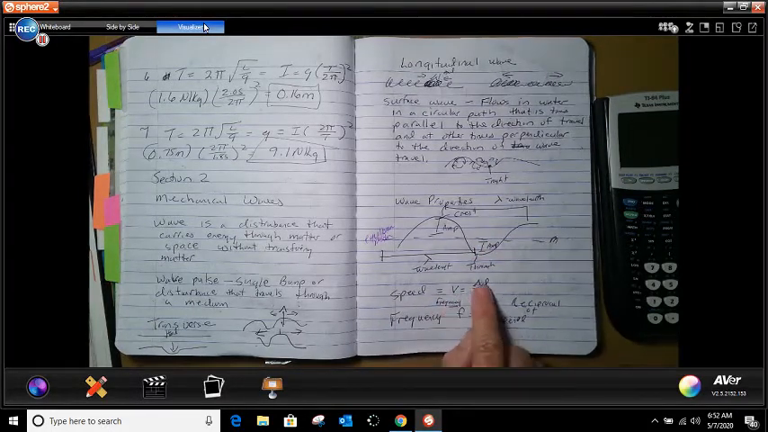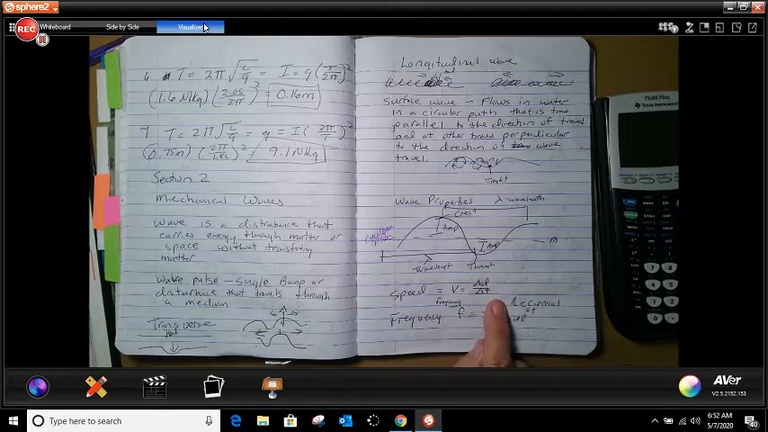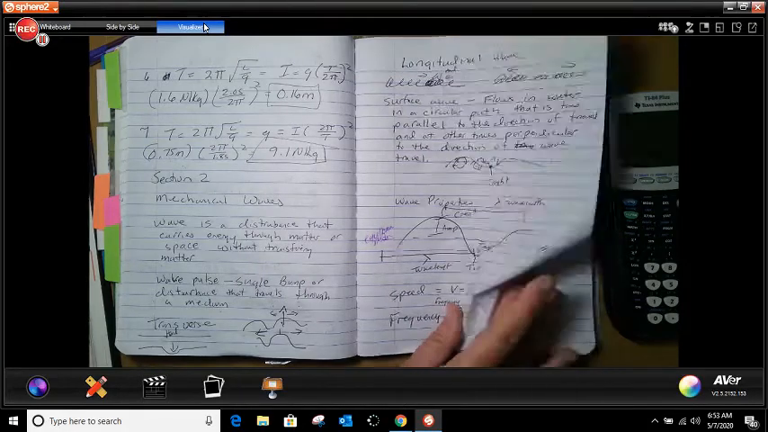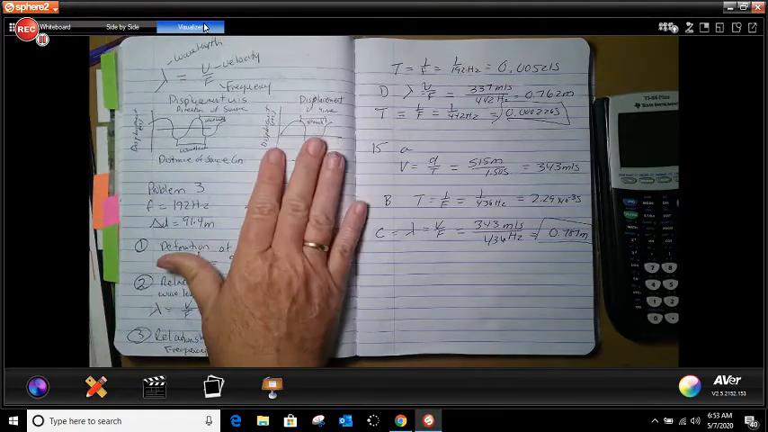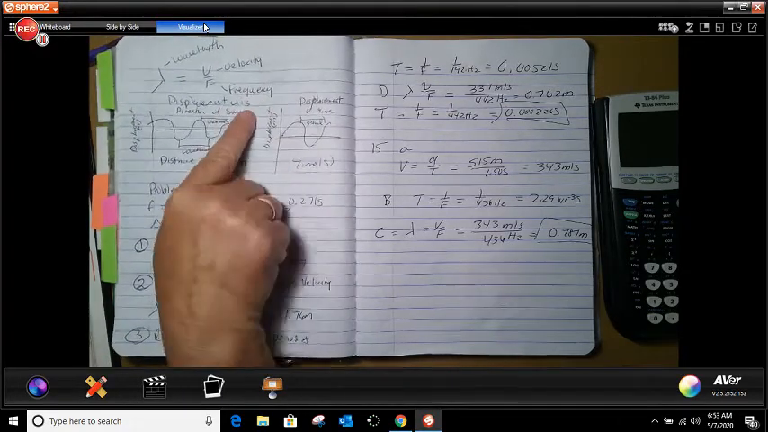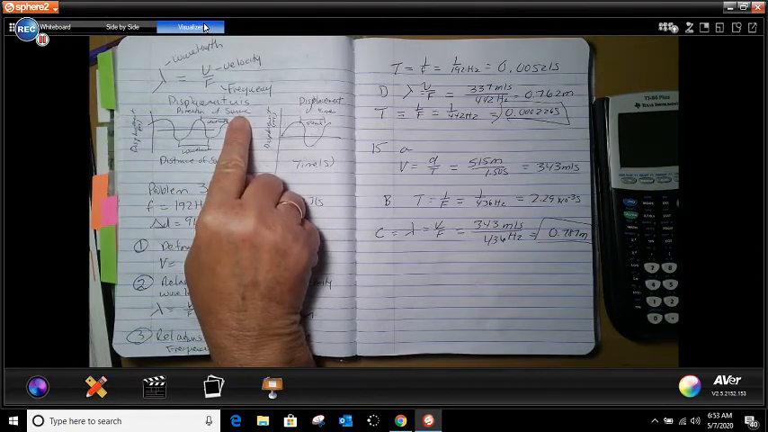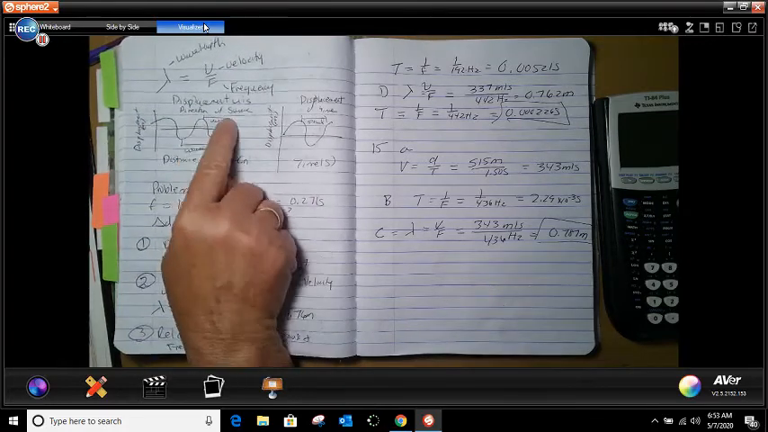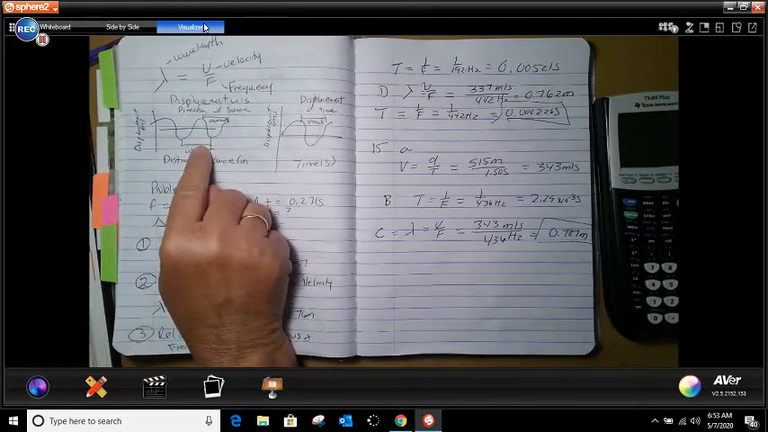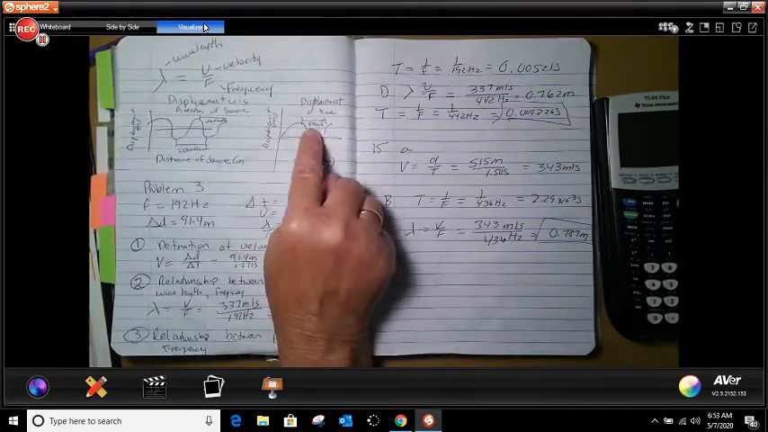Speed equals v, which equals change in d over change in time. Frequency is the reciprocal of a period. So here we have displacement versus the direction of the source. We have our displacement and the direction of our source, and you can see we get lambda, which is wavelength. When we do displacement versus time, that gives us period.